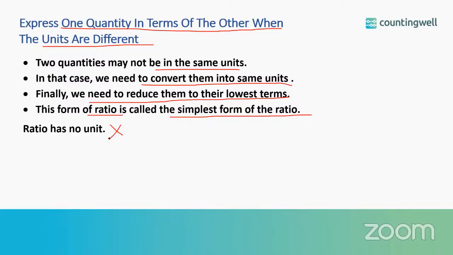Ratio has no unit. You have to take care of this statement. Ratio has no unit, as you're dividing the two quantities. And the two quantities may not be in the same units, so you're converting them into the same units. That's why the ratio will have no unit.